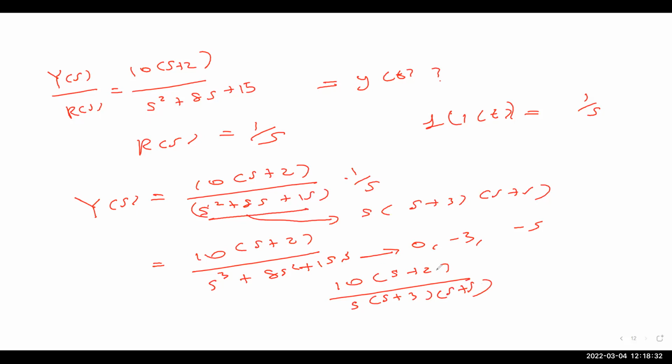Now you get the partial fractions. If you rearrange this, I will write the rearrangement. You can use both methods, but if you get the partial fractions and rewrite this, you get something like this: 4 over 3 times 1 over s, plus 5 over 3 times 1 over s plus 3, minus 3 over s plus 5. All right. So now we can get the inverse Laplace of this.